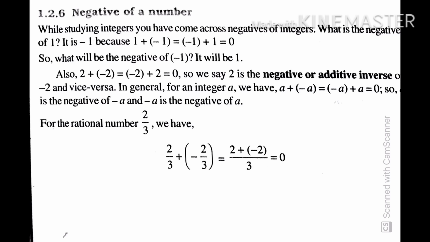Now for the rational number 2 by 3, we have 2 by 3 plus minus 2 by 3 equals minus 2 by 3 plus 2 by 3, that is equal to 0. It means the additive inverse: if it is a positive number, then it will become negative, and if it is negative, it will become positive. That is called additive inverse.